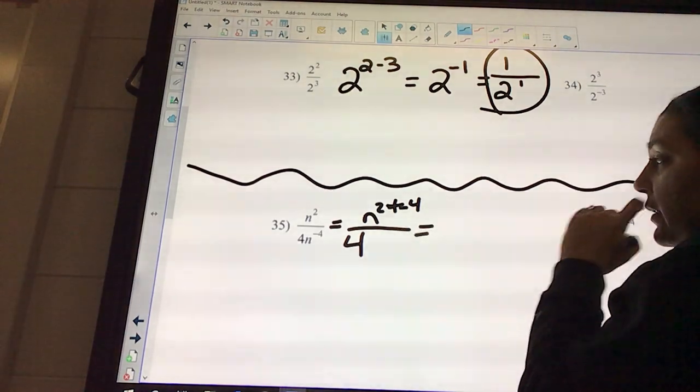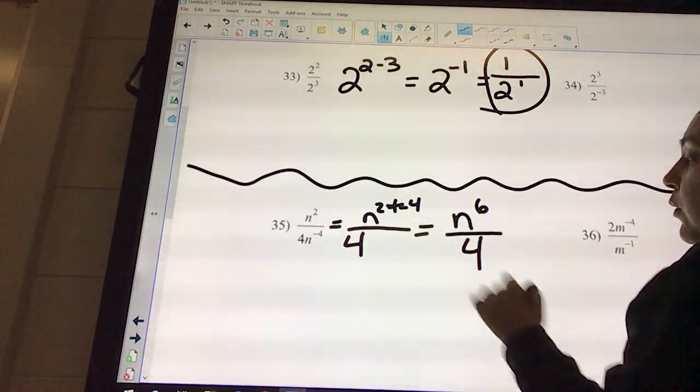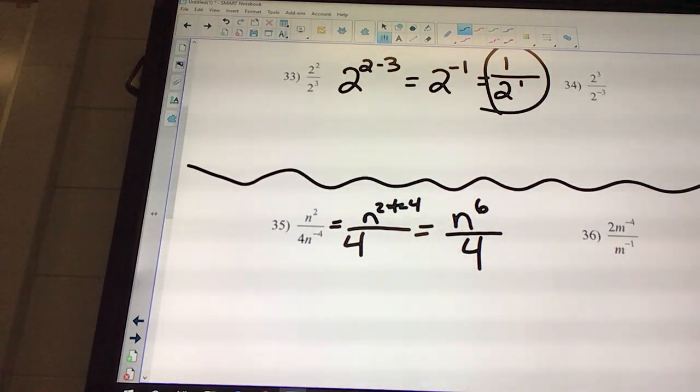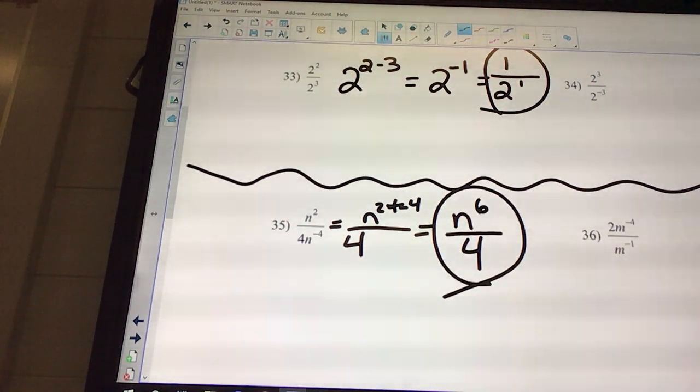And so we can start to simplify this. You're going to have n to the 6 over 4. Do we have any negatives? Do we have any zeros? No. Okay, and so we're done. Voila.